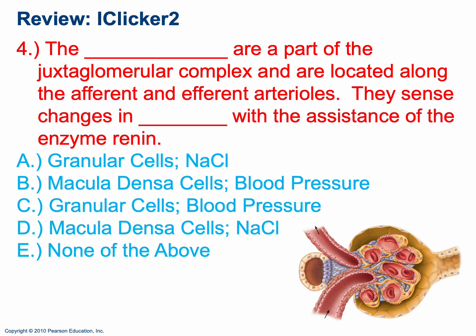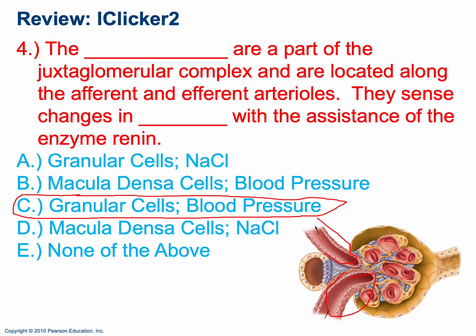All right, so the correct answer here would be choice C, the granular cells. Our clue for why this is the case: granular cells are located along the lining of the afferent arteriole and the efferent arteriole, responding to changes in blood pressure because of the release of the enzyme renin.